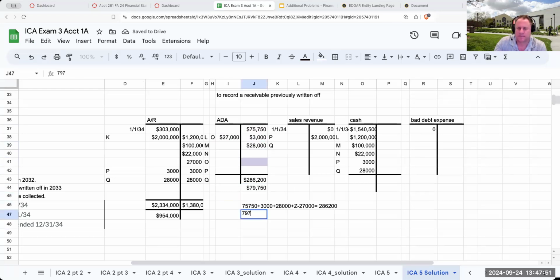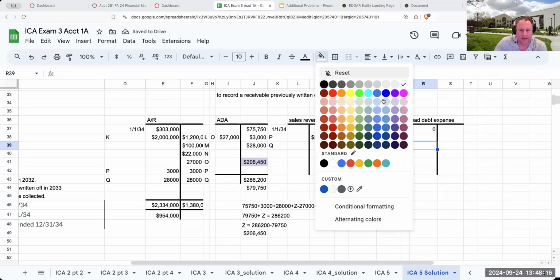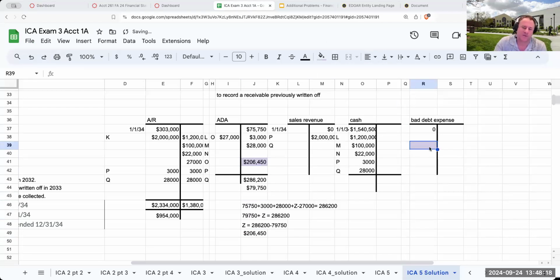So basically that means we have 79,750 plus Z equals 286,200. So Z is going to be equal to 286,200 minus 79,750, or 206,450. So 206,450 is the amount of my bad debt expense. Remember, bad debt expense and sales revenue have zero balances at the beginning of each year because they are expenses and revenues. And those, along with dividends, are all closed out to retained earnings.